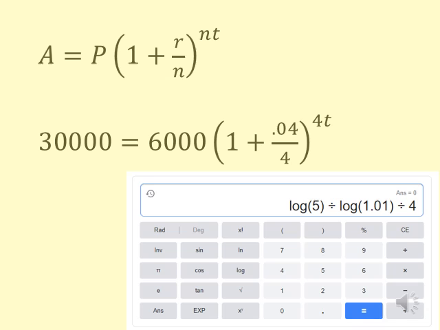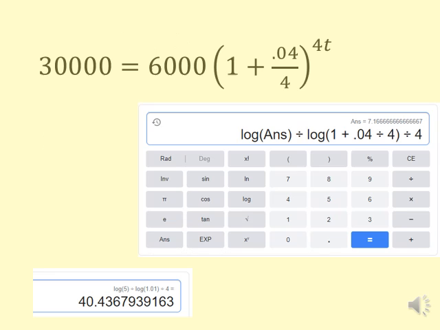So this time I did a couple of things in my head when I worked this out. I first of all took 30,000 divided by 6,000, which is just 5. And like I was saying before, I also knew that 1 plus 0.04 over 4 is just going to be 1 plus 0.01, or 1.01. So what I did then is I divided the log of 5 divided by the log of 1.01, and like always, we divide by the 4 that's in the exponent. And the answer we get is a little over 40 years.